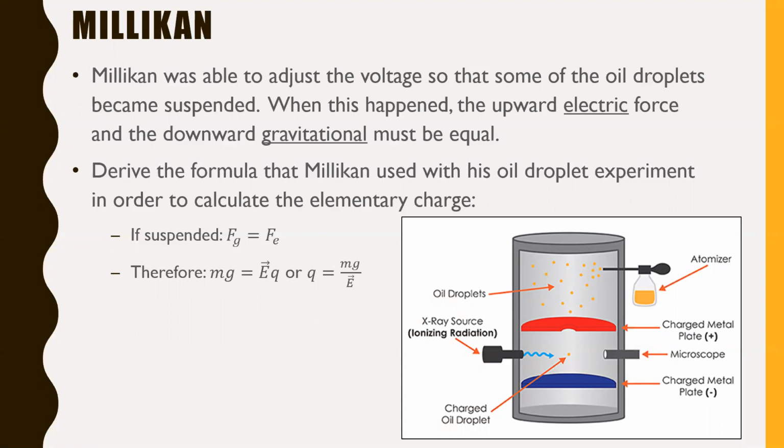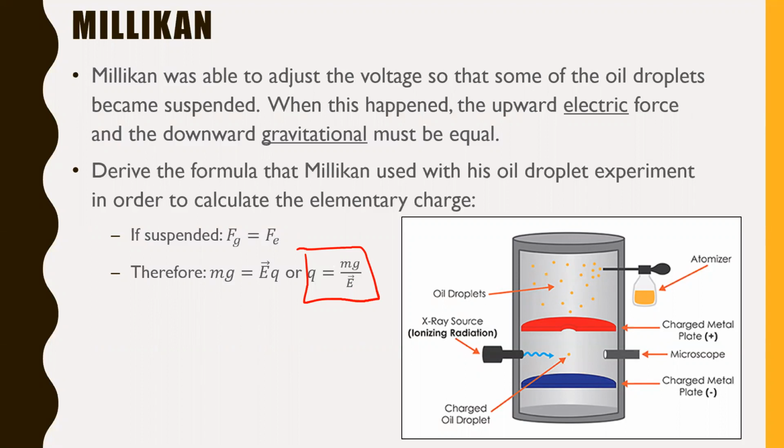Derive the formula that Millikan used with his oil drop experiment in order to calculate the elementary charge. Well, of course, like we said, if they're suspended, the force of gravity and the electric force must be equal, so Fg equals Fe. Therefore Fg, which is mg, equals Fe, which is Eq. You can get q by itself by dividing by E on the other side. So q is equal to mg over your electric field strength.